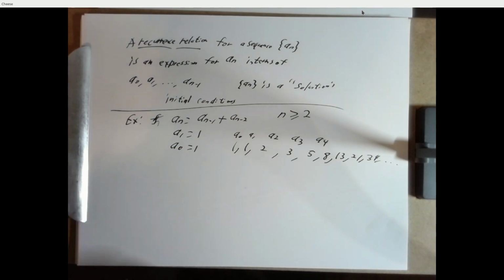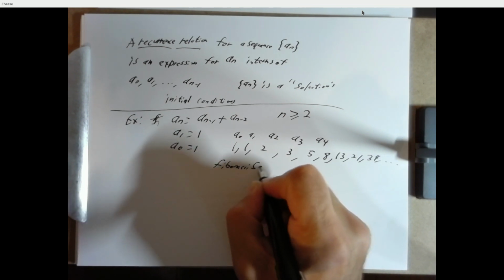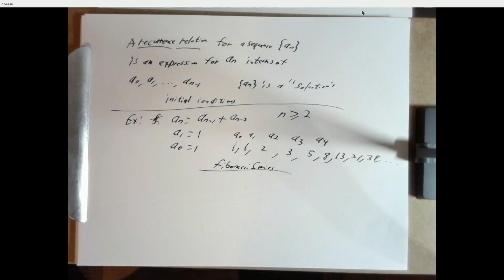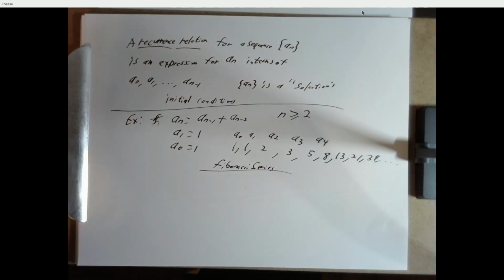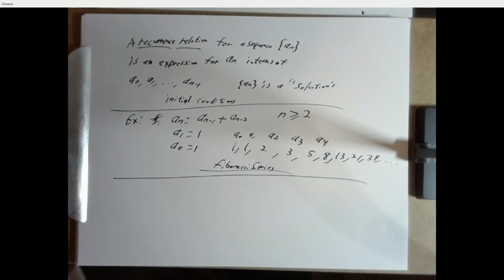And this is a very famous sequence. This is called the Fibonacci series. And we'll talk about this in a fair amount of detail when we talk about recursion and come back to visit recurrence relations.